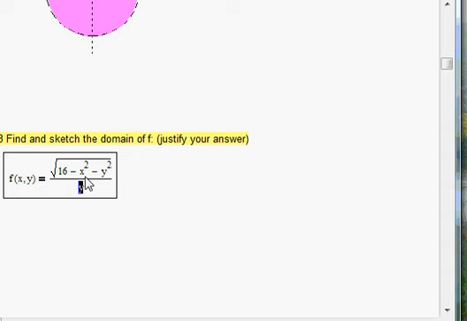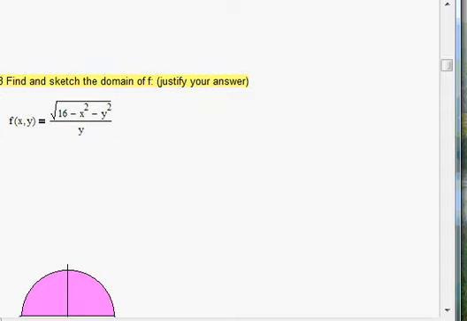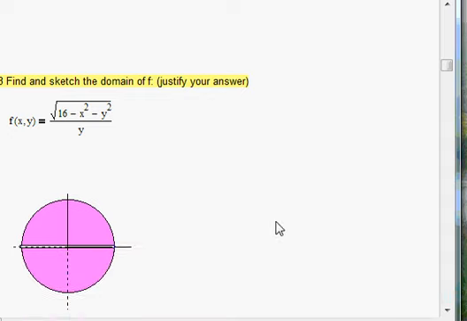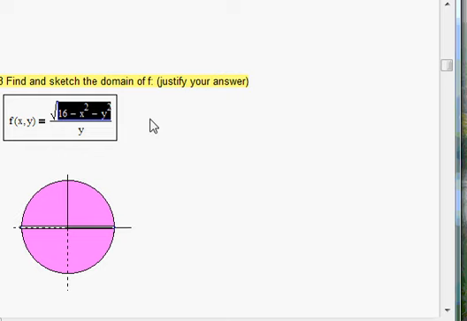So we know that x squared plus y squared has to be less than or equal to 16, and we also know that y can't be 0. So what does that look like in a picture? Well, notice that x squared plus y squared could be equal to 16 because we could have the square root of 0 in the numerator, not the denominator. So this time I drew a closed circle. I don't have dotted lines around it. It's the entire closed circle.